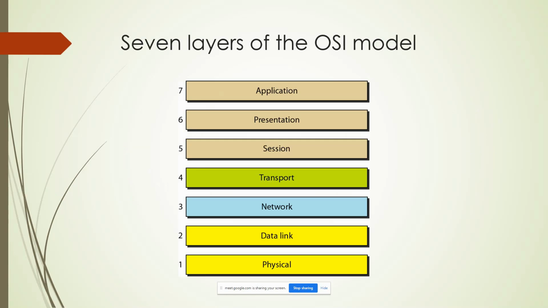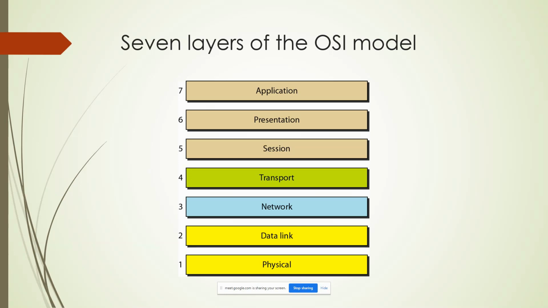Now the ISO OSI reference model has 7 layers. Okay, so let's start from the bottom. The first layer is the physical layer. The second layer is the data link layer. The third one is the network layer. Fourth one is the transport layer. Fifth one is the session layer. Sixth is the presentation layer, and 7 is the application layer.